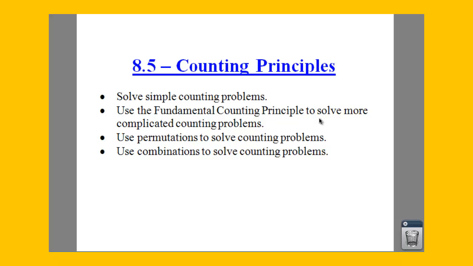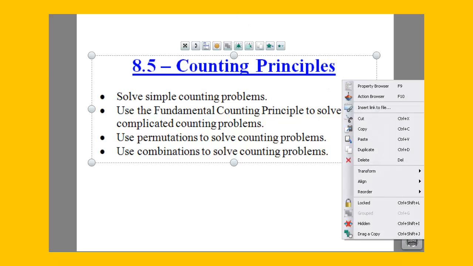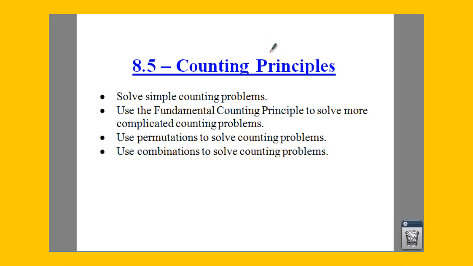All right, counting principles. No, we're not counting, Mrs. Miller, Mrs. Whitehead. We're not counting principles that way. These are PLE principles. What we're going to be doing with this subject is some simple counting problems. We're going to use fundamental counting principles to solve more complicated counting problems. We're going to use permutations and combinations. Say what? This is going to be a blast.